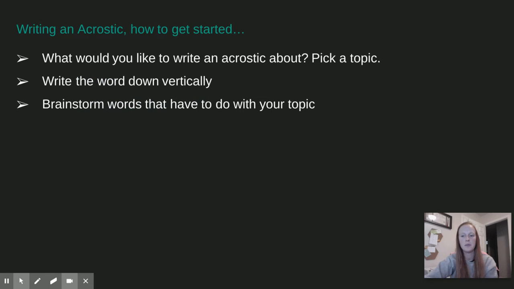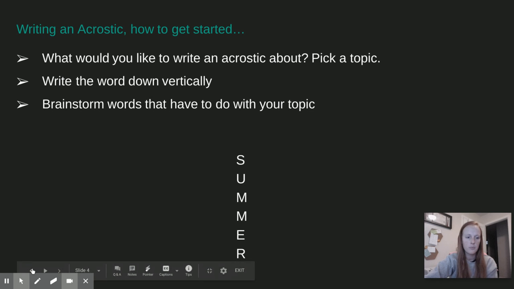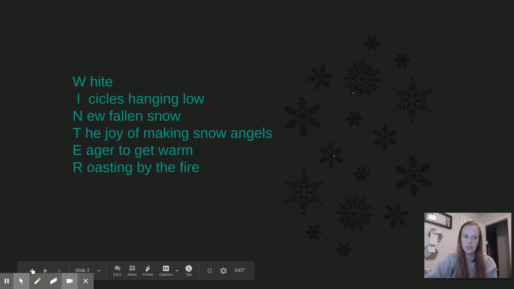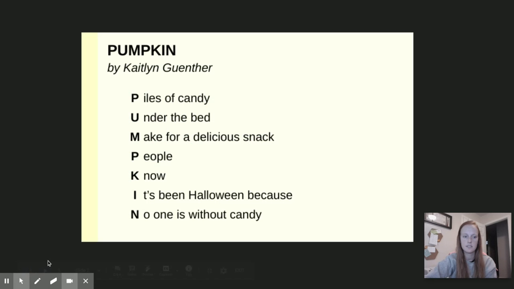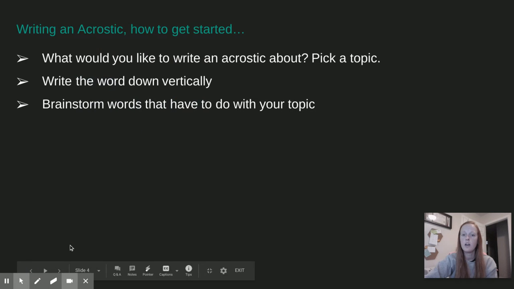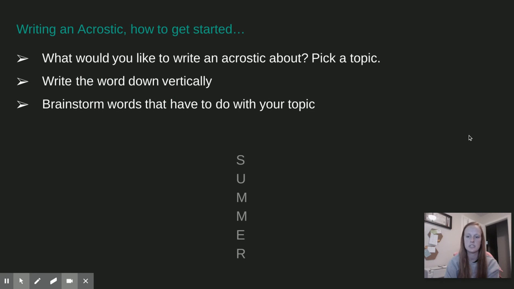So let's get started. First thing about writing an acrostic poem is thinking about what you want to write your poem about. So what is going to be the topic of your poem? Remember that for mine, I chose winter and Caitlin chose pumpkins. So what topic are you going to choose? Once you have that, write it down vertically on your page, just like mine. So for this poem, I chose summer as my topic.